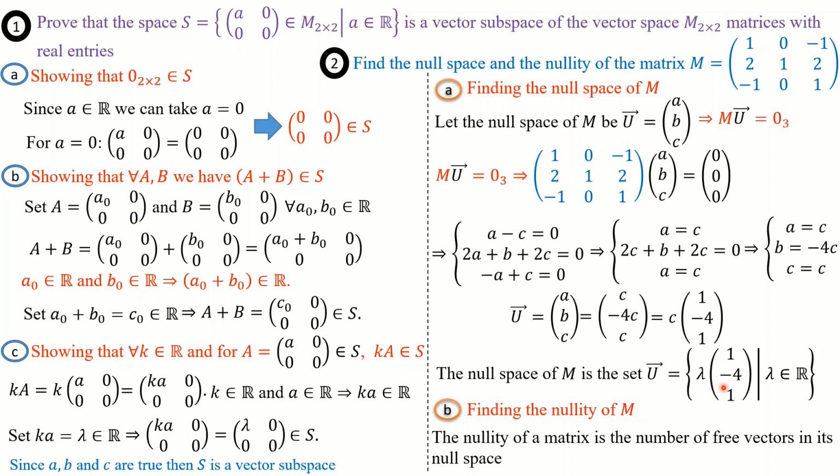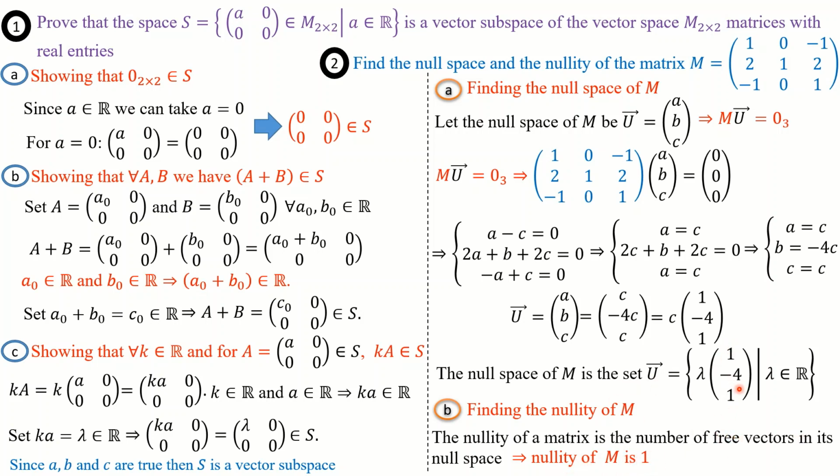Since here we just have one, we can say the dimension of the basis of the null space gives you the nullity of the matrix. Here, setting lambda to be 1, the null space has basis this matrix only, 1, negative 4, 1, and it is only one of it. So we say the nullity of my matrix M is equal to 1.